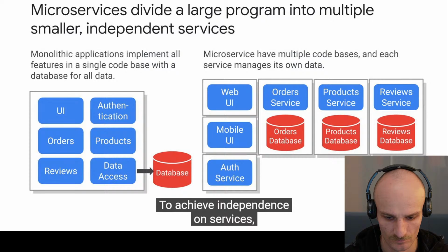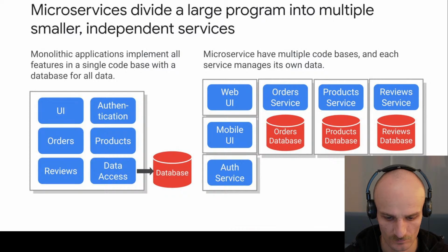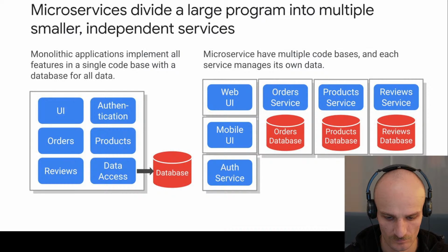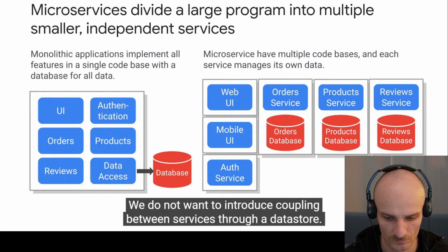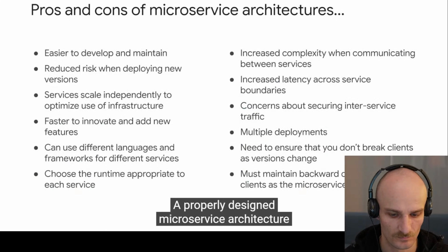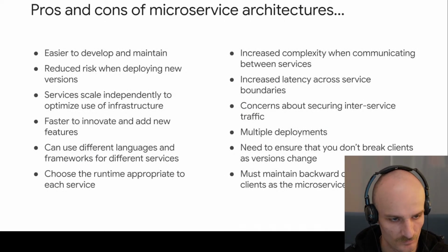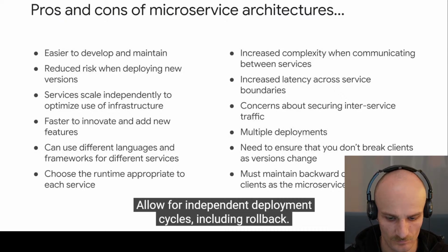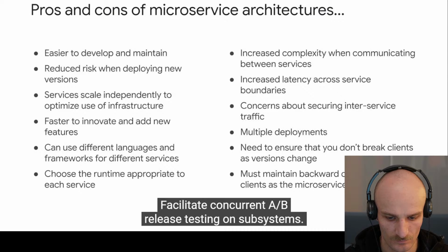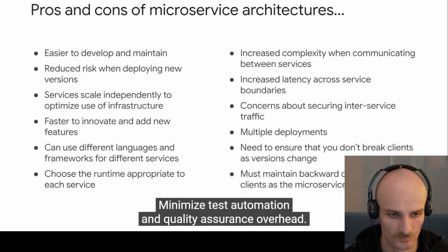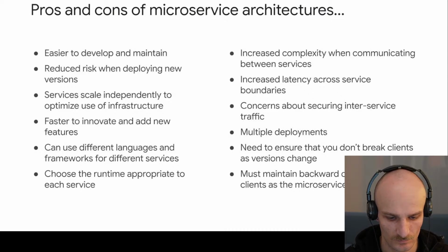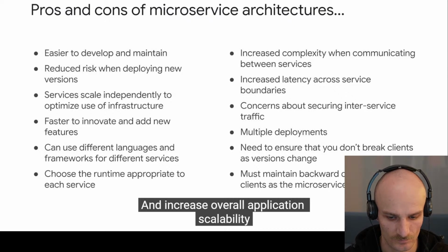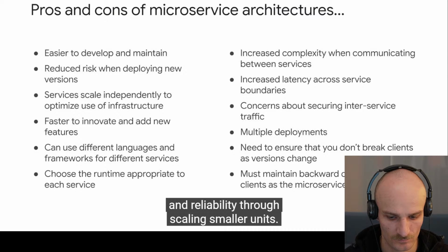To achieve independence on services, each service should have its own data store. This lets the best data store solution for that service be selected and also keeps the services independent. We do not want to introduce coupling between services through a data store. A properly designed microservice architecture can help us achieve the following goals: define strong contracts between the various microservices, allow for independent deployment cycles, including rollback, facilitate concurrent A/B release testing on subsystems, minimize test automation and quality assurance overhead, improve clarity of logging and monitoring, provide fine-grained cost accounting, and increase overall application scalability and reliability through scaling smaller units.